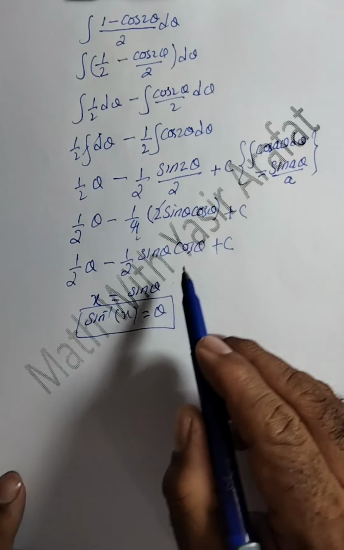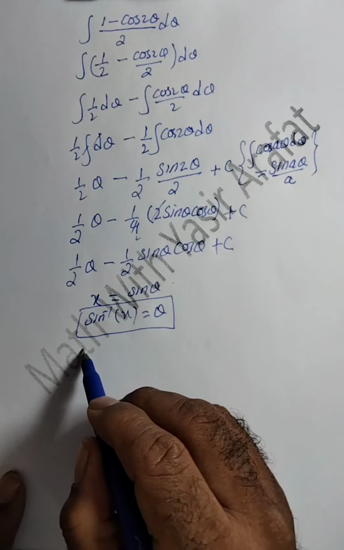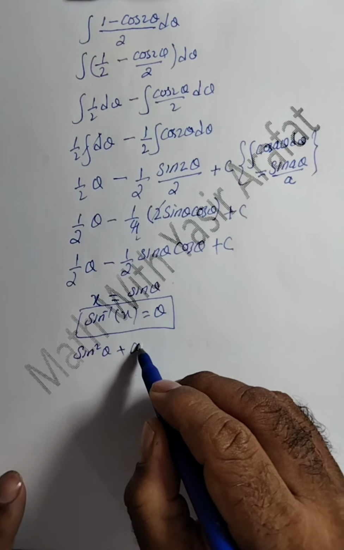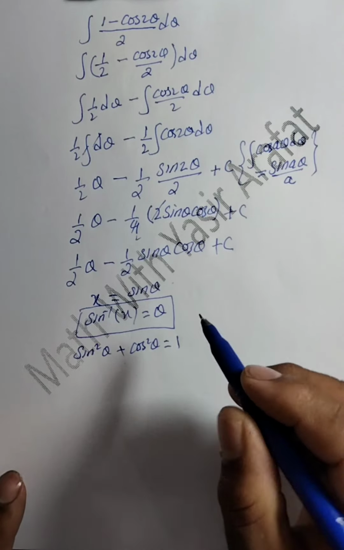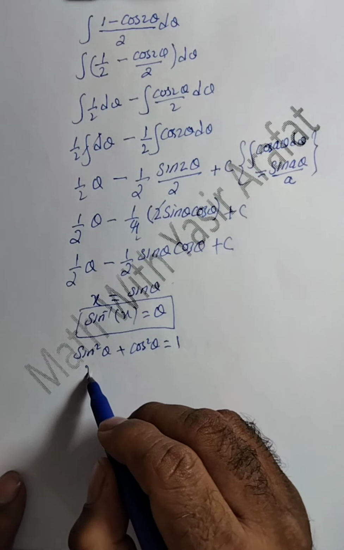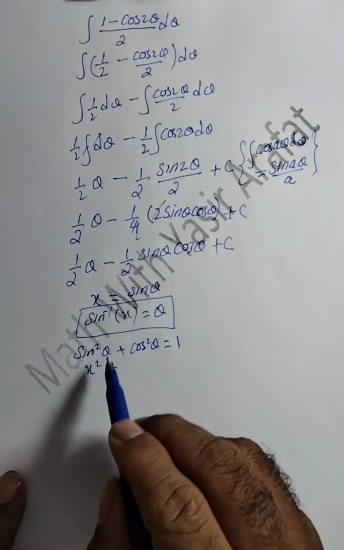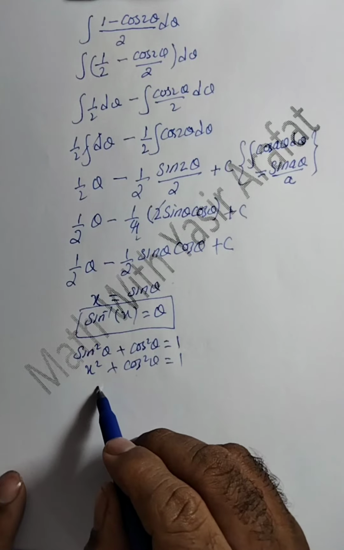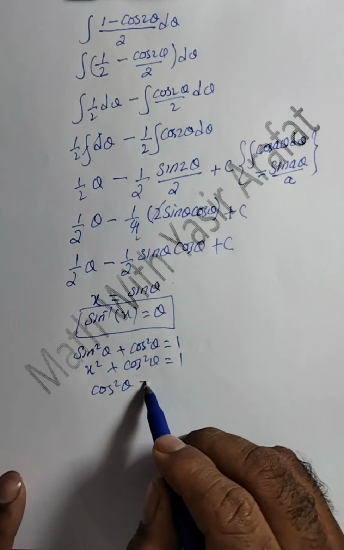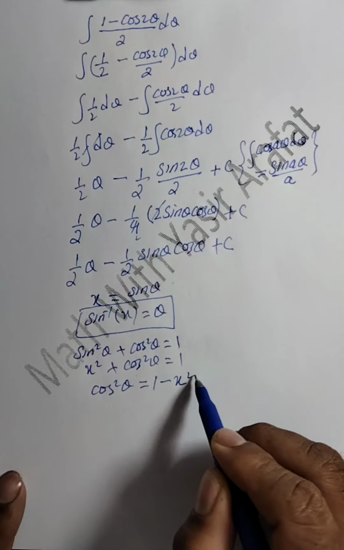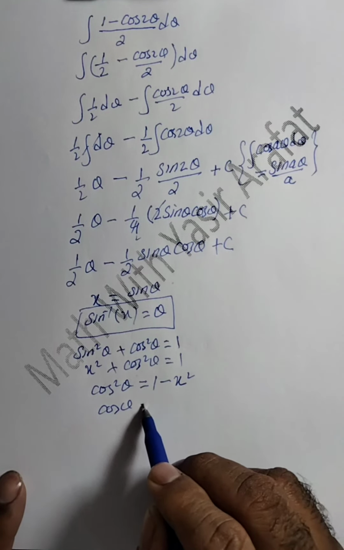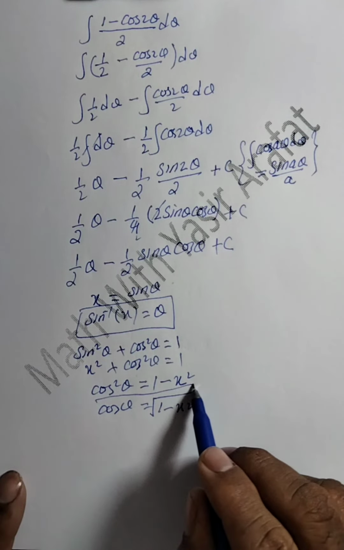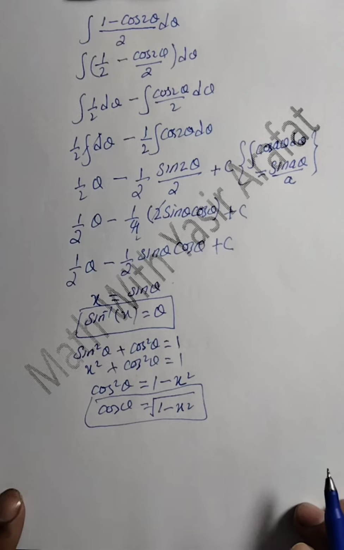Now sine theta is x. We have to find the value of cos theta. So sine square theta plus cos square theta equals 1. The value of sine theta is x, so sine square theta is x square, and x square plus cos square theta equals 1. So cos square theta equals 1 minus x square. Take the radical on both sides, so the value of cos theta is the radical of 1 minus x square.